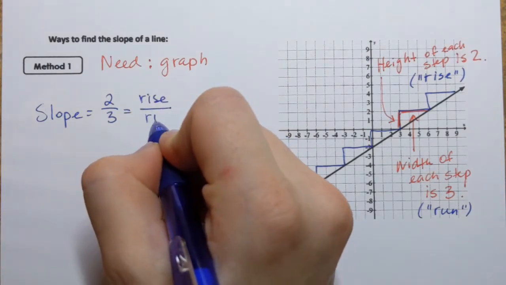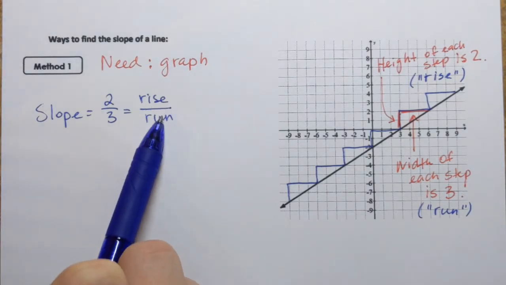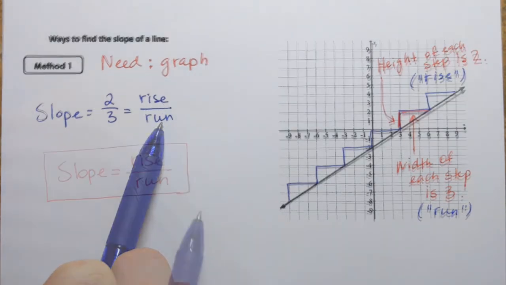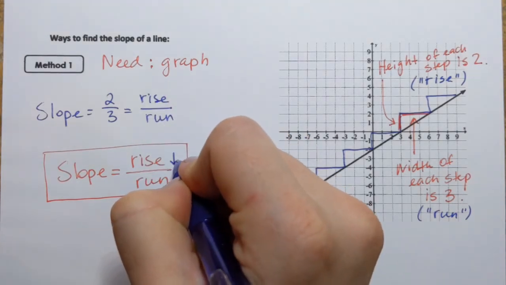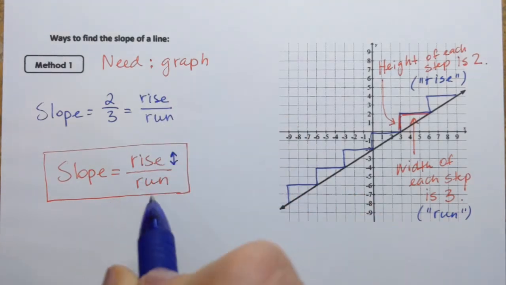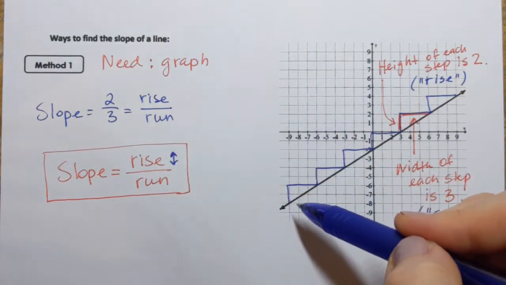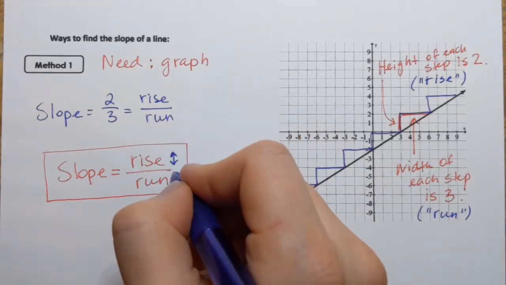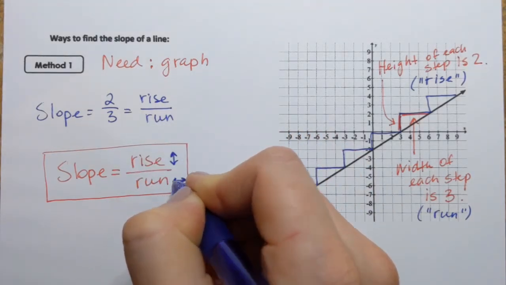So run, rise over run. And that's how we usually say it. To find slope, take rise and put it over run. Rise over run. So I wrote it here, and I'll make, again, a reminder for myself that rise is the vertical distance, or we'll also say vertical change. And the run is the horizontal distance or horizontal change, like that.